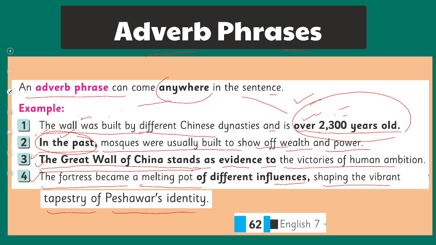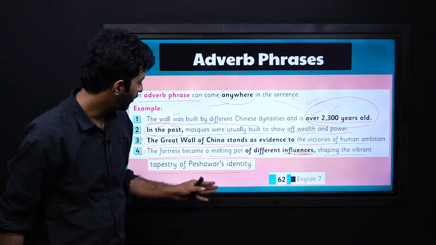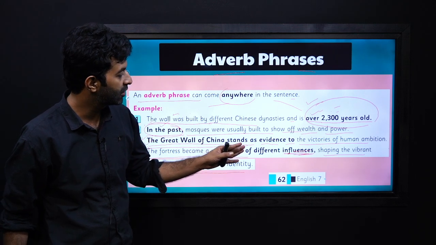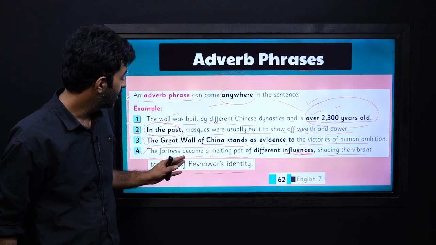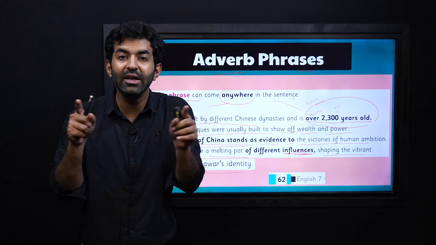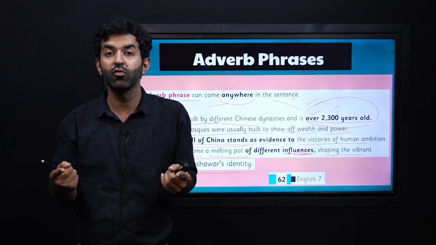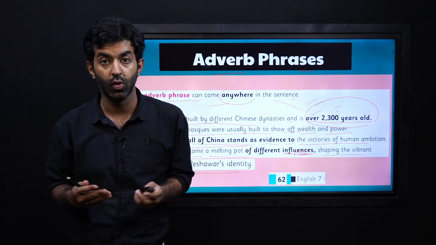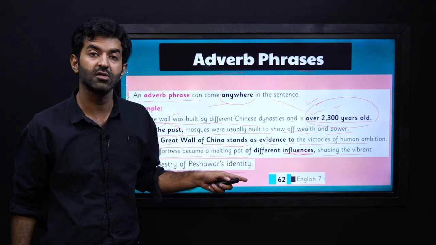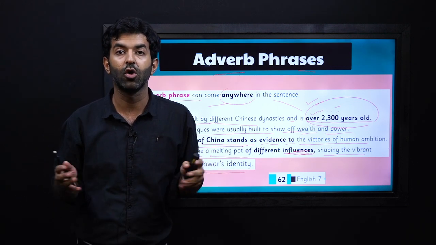And number four, of different influences. This is also telling us to what extent the action happened, the action of the melting pot. The fortress became a melting pot of different influences, shaping the vibrant tapestry of Peshawar's identity. So to what extent something happens, the adverb also tells this to us. So you can see that the adverb phrases are coming at the start, middle, and also at the end.